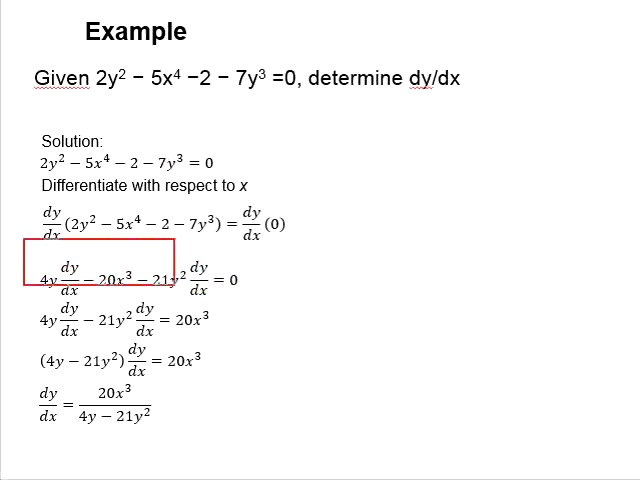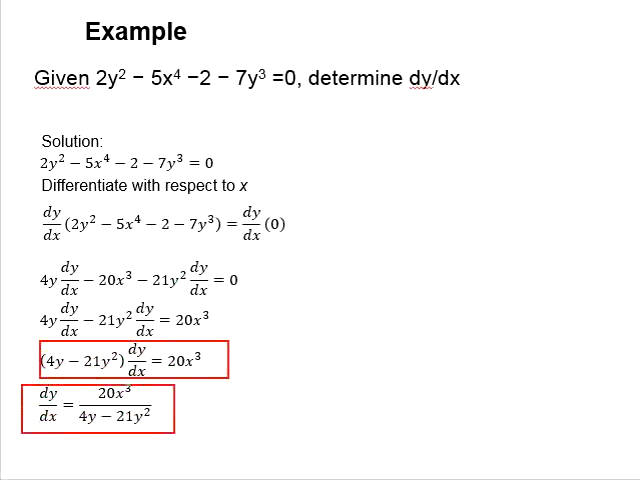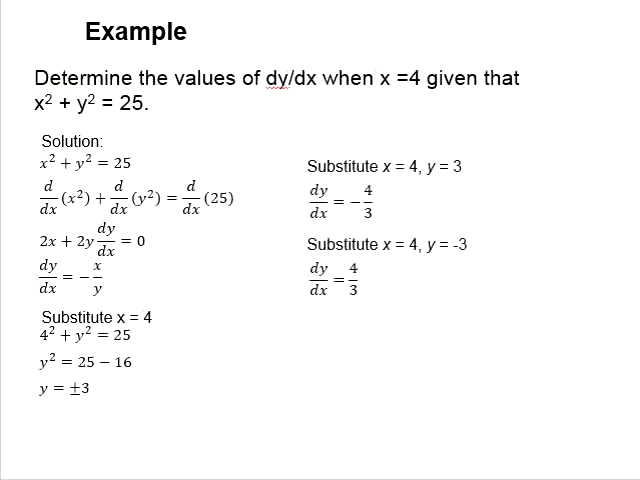You may reorganize the equation. Extract dy/dx out of the function. Reorganize the equation, and you get dy/dx equals to this. Next, we try this function, x squared plus y squared equals 25. You are asked to determine dy/dx when x is equal to 4.